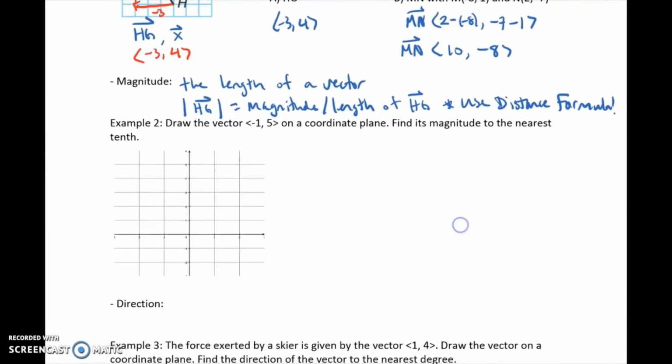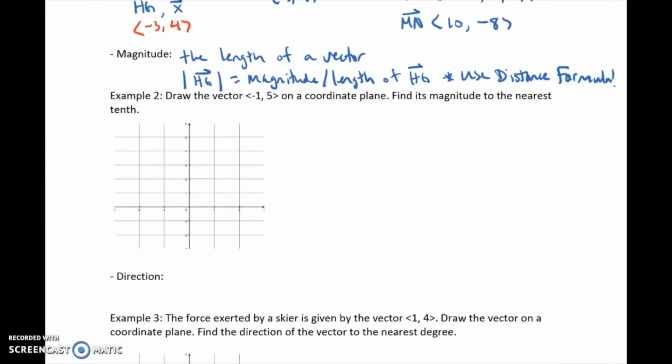Okay, so example 2. We're going to draw this vector, and you can pick your initial point to be anywhere. I always like to pick my initial point to be 0, 0, because it's nice and easy, right? So you can choose your own initial point, and this just means we're going to go left 1, up 5. So go left 1, up 1, 2, 3, 4, 5. So this is my vector.